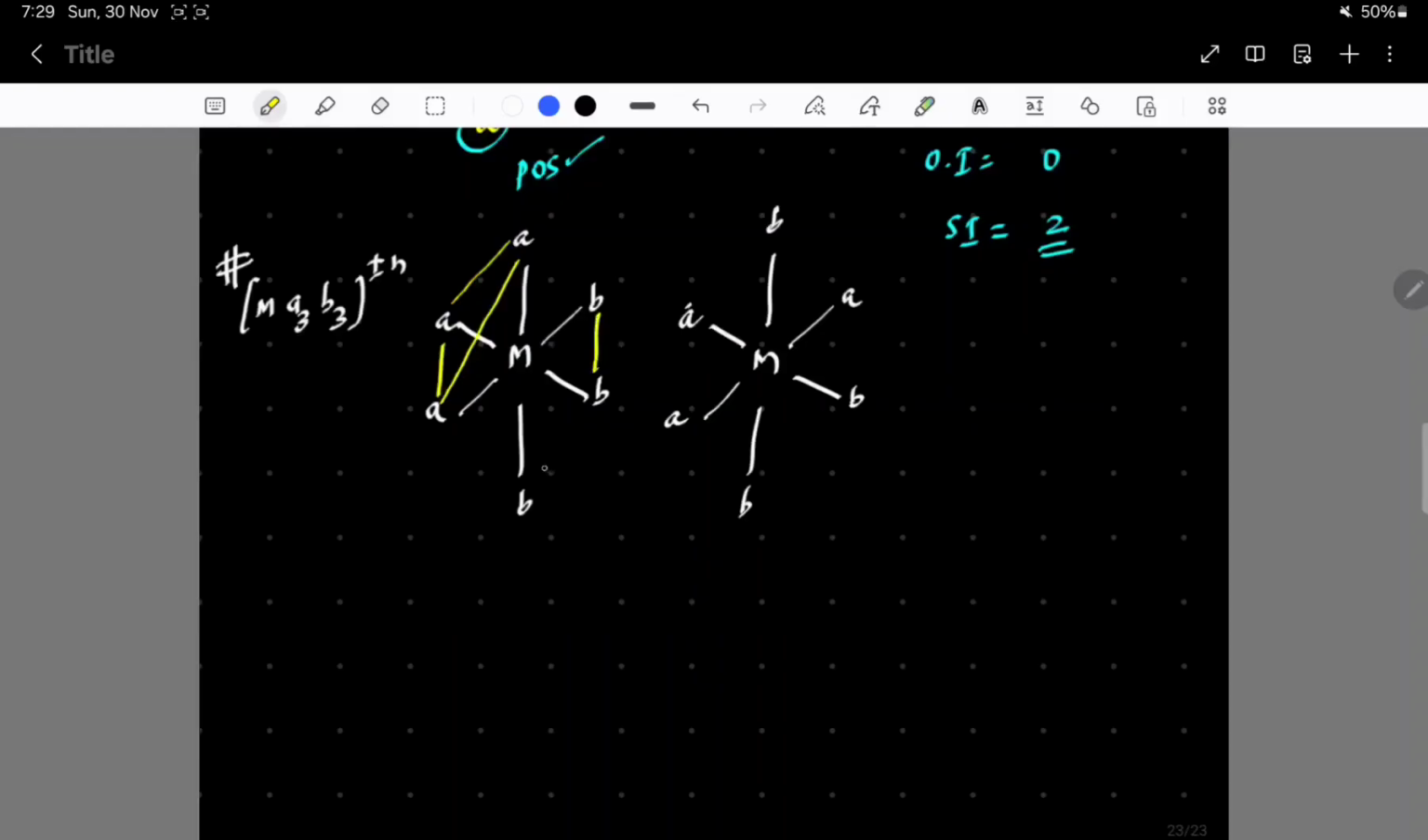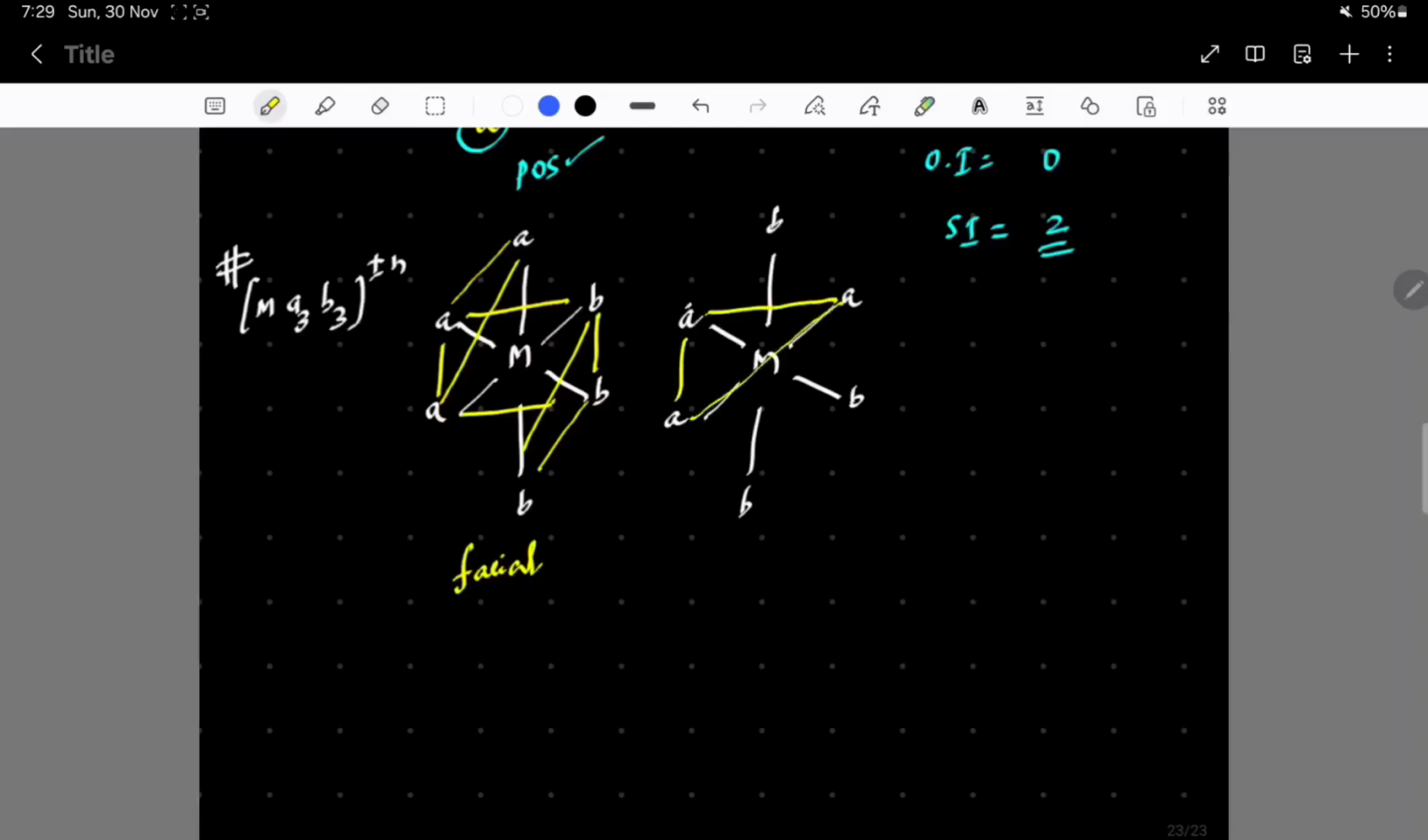Now look, so this is called a facial isomer. Now how can you say this is a facial isomer? It's simple. Now look here, the two ligands are in the square plane, and this ligand is looking at the face of the A ligand. So that's why we are calling it a facial isomer. And the three ligands are aligned in the same plane.